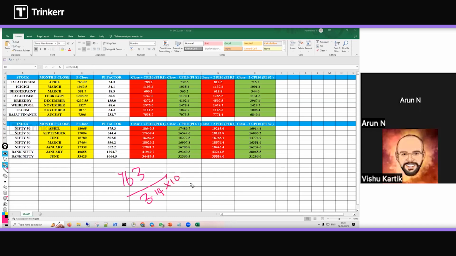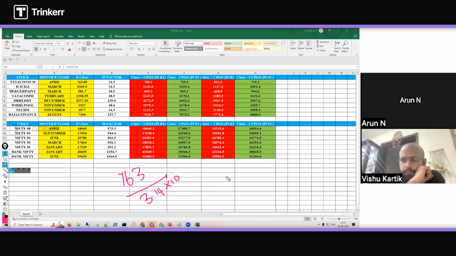So why this 10? Because we have back tested this data for the past 5 years, and when we combine with 10, the results are extremely better, the success rate is more than 70%. So once we divide 763 by 31.4, and one more reason is that even in Gann, 30 is an important angle, and every month there are 30 or 31 calendar days. So it plays a crucial role with respect to the cycle as well. Once you divide 763 by the pi factor, you have this constant 24.